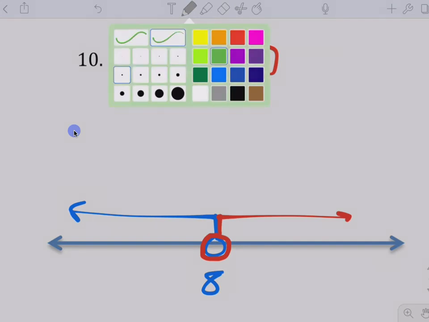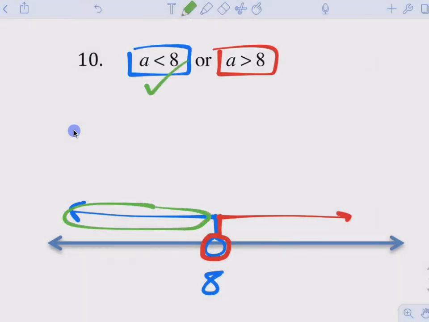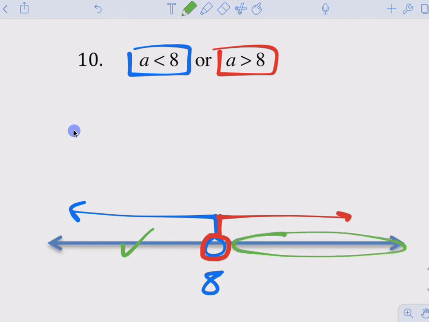Well, these numbers that are less than 8, they make this one true, so they're definitely going to be solutions. These numbers greater than 8, well, they make this one true, so they're definitely going to be solutions. And so it looks like maybe all numbers are solutions, but there is a number that is not shaded at all, that is neither less than 8, and it is also not greater than 8. And that number itself is 8. 8 is the only number not a solution to this compound inequality.